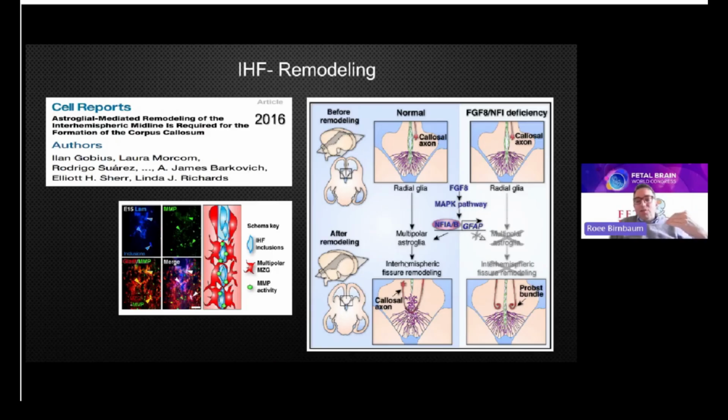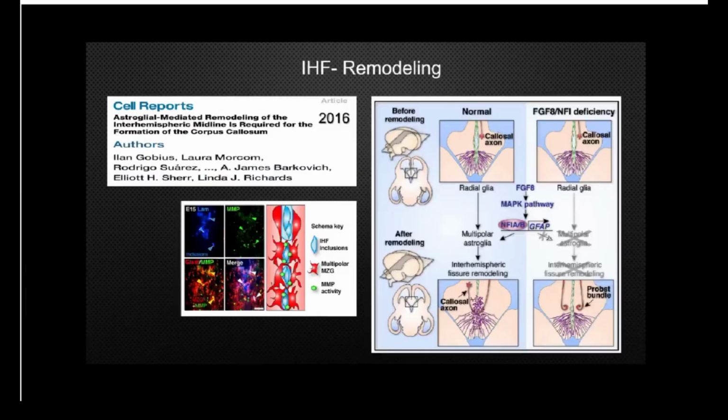And these astroglial cells navigate to the midline and intercalate into the meninges that are located deep in the interhemispheric fissure. They activate various enzymes like the MMP, for example, matrix metalloproteinase. They disintegrate the meninx primitiva, and then they create a bridge, a permissive bridge. You can see here they intercalate into the interhemispheric fissure.